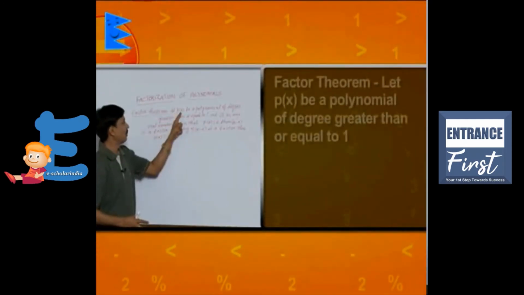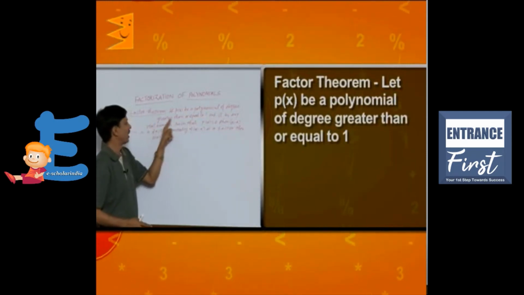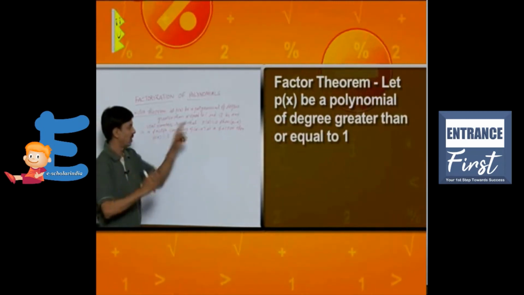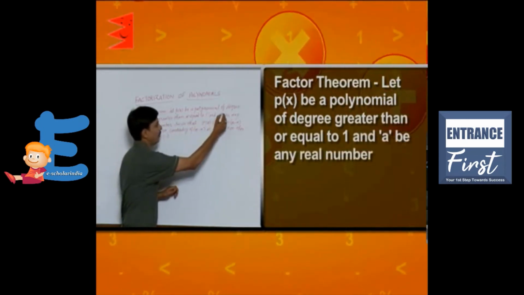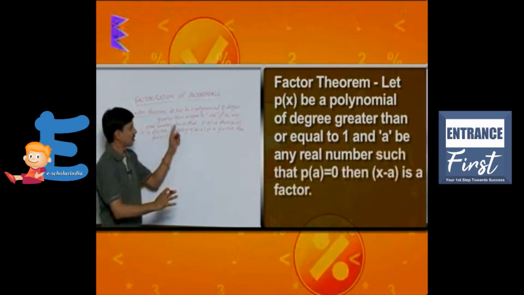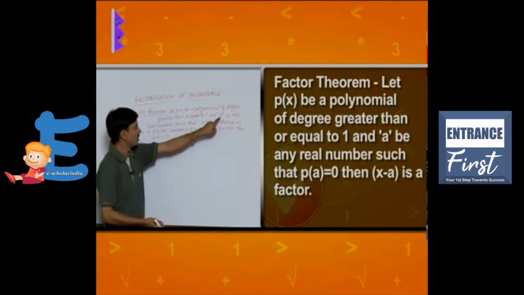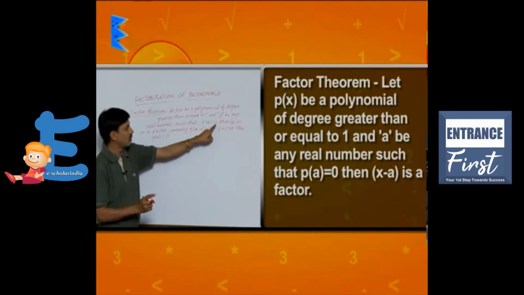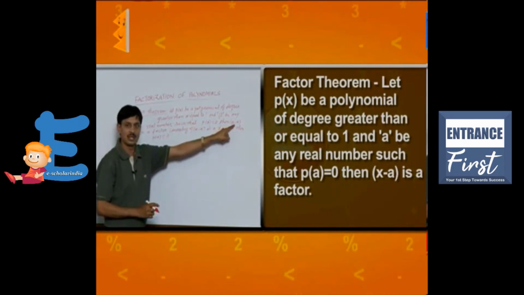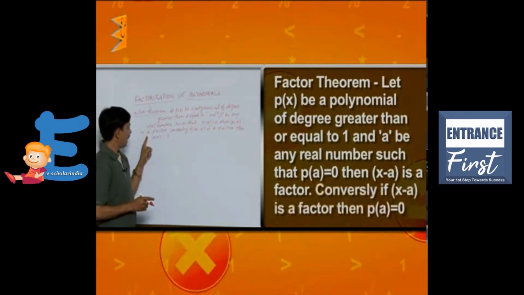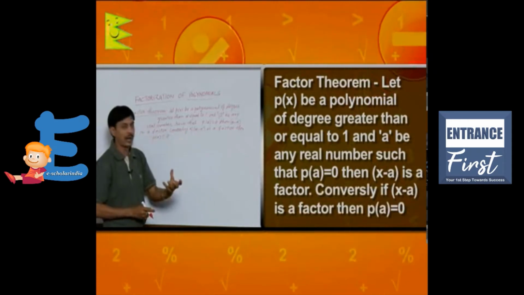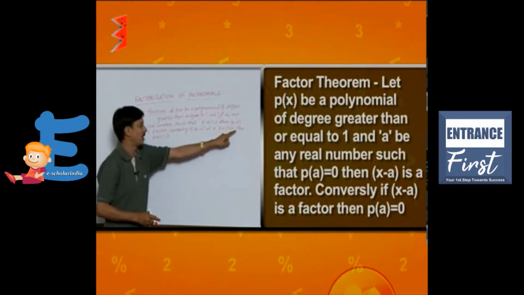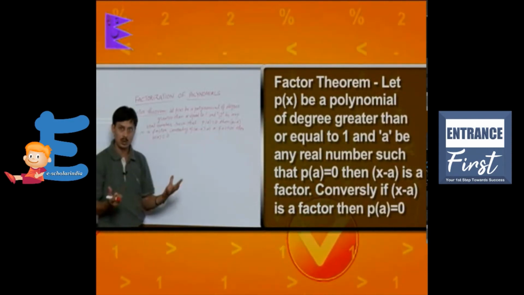Here in the same way, let p of x be a polynomial of degree greater than or equal to 1. There is any polynomial whose degree is greater than or equal to 1, and a be any real number such that, when this a is put in the polynomial, the result becomes 0, that is the remainder becomes 0. So we say x minus a is a factor. And conversely, if x minus a is a factor, then p of a is 0. So this is two way.